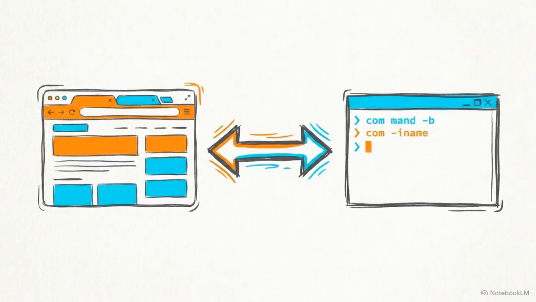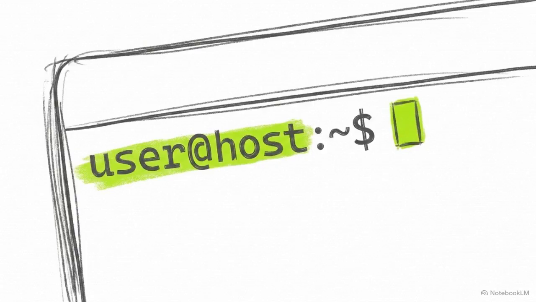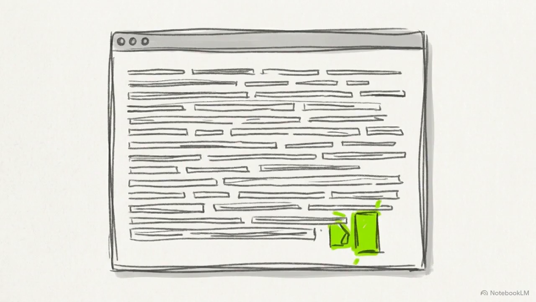To see how the command line integrates with this UI, open a second, entirely new terminal window. Be sure to leave your active server terminal running. In this new window, we can execute a one-shot query directly to the engine. Type DeepTutor run chat, followed by your prompt, like explain quantum entanglement in plain English. The response will stream right back to the console.